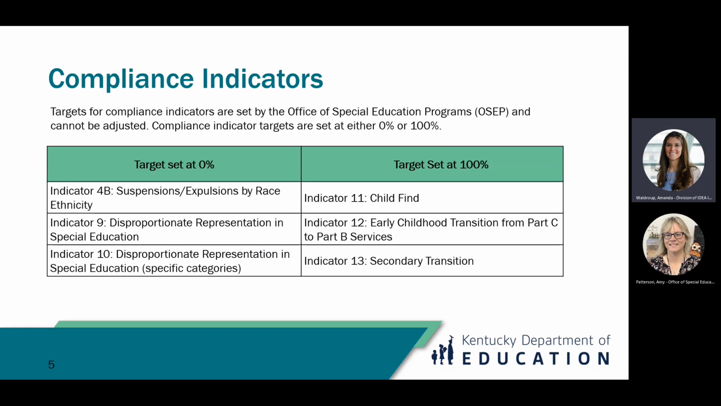Targets for compliance indicators are set by the Office of Special Education Programs, or OSEP, and cannot be adjusted. Compliance indicator targets are set at either 0% or 100%. On the left-hand side of the table, you'll see indicators where a target is set at 0%, and on the right-hand side of the table, you will see indicators where the target has been set at 100%.